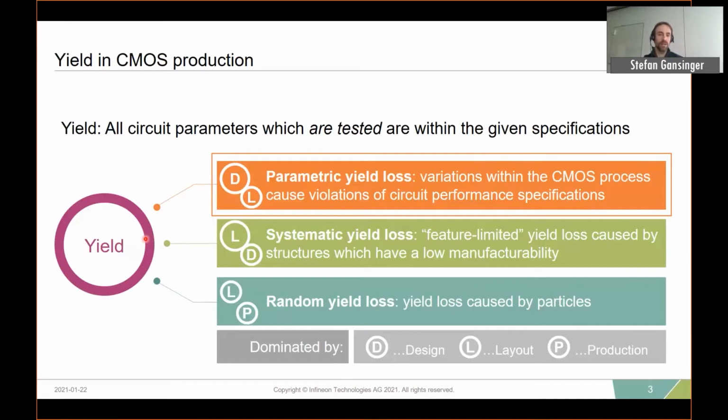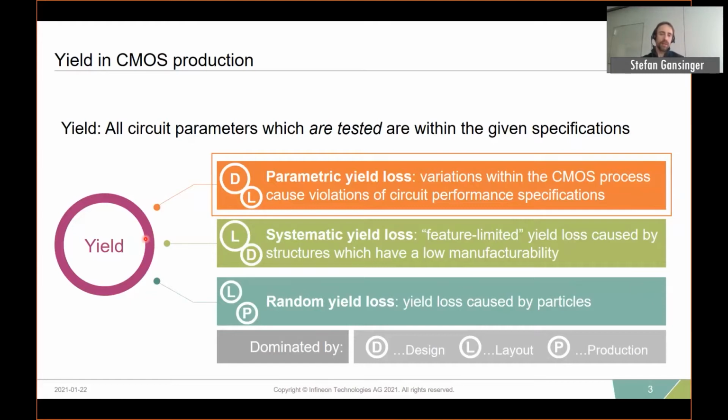And random yield loss is typically caused by particles which are in the fab. You know already that the fabrication is done in a so-called clean room, where we try to keep the air as clean as possible, but still there are some particles, and these particles might hit our wafer, our chips, and cause defects like shorts or opens.